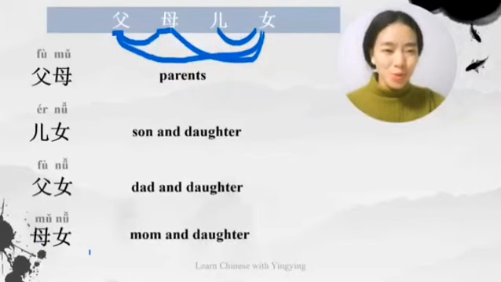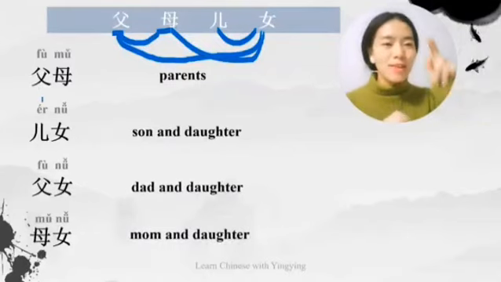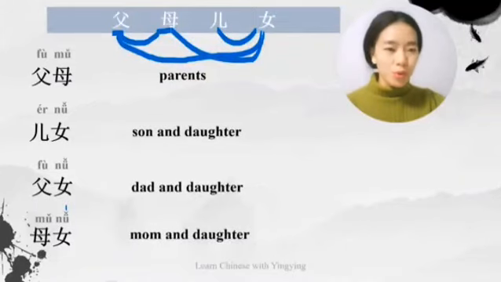Okay, I'll read these 4 phrases for you again. 父母. 父母. It means parents. 儿女. 儿女. It means son and daughter. 父女. 父女. It means dad and daughter. 母女. 母女. It means mom and daughter.